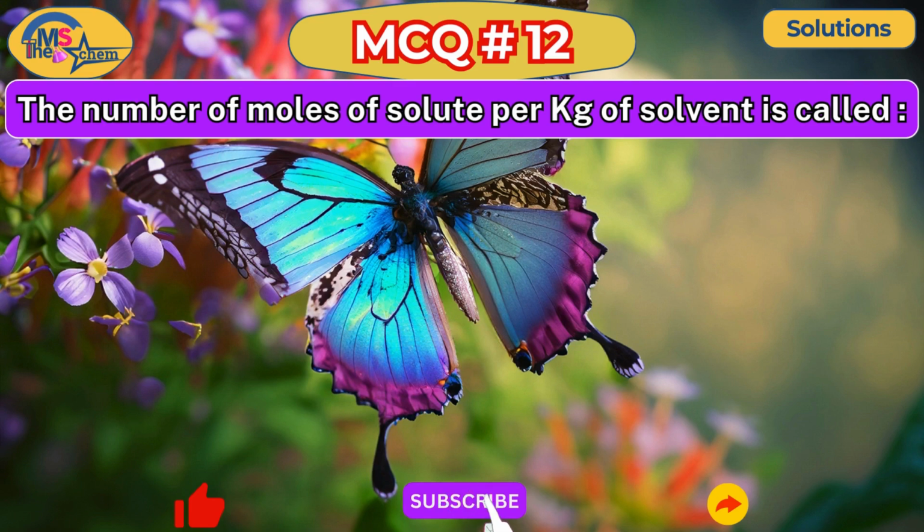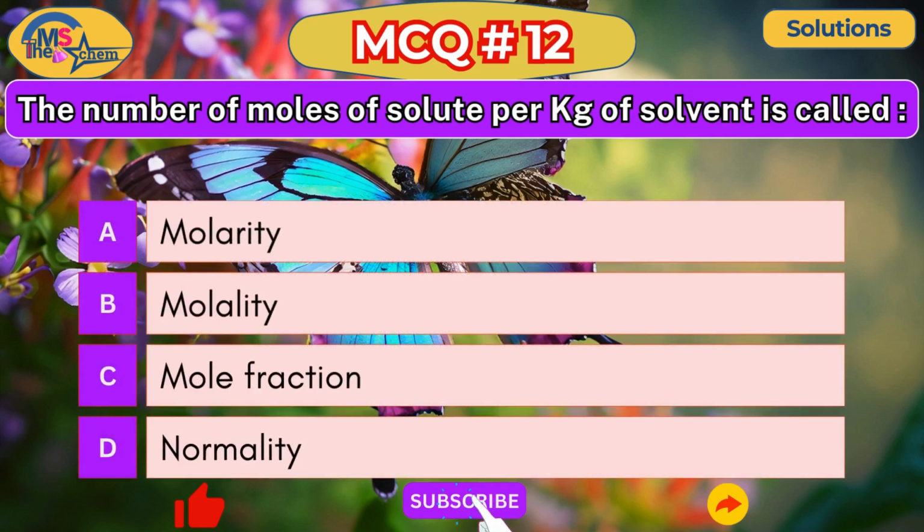And now question 12 is, the number of moles of solute per kilogram of solvent is called. Here are the four options given. Option A, molarity. Option B, molality. Option C, mole fraction. And option D is normality. The true answer to this question is option B, molality.